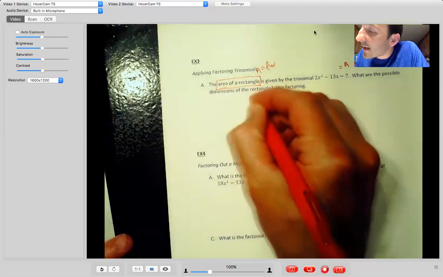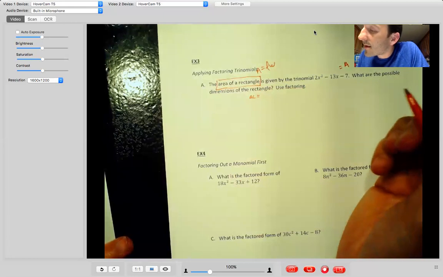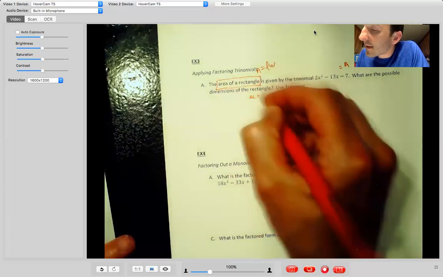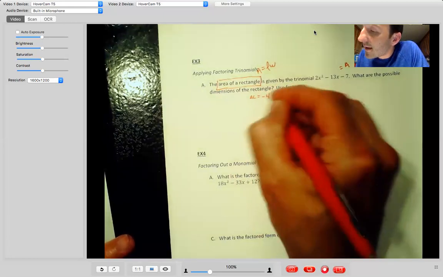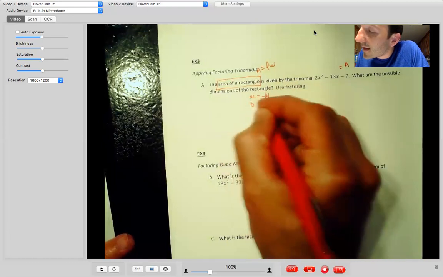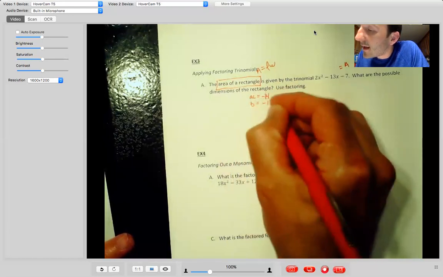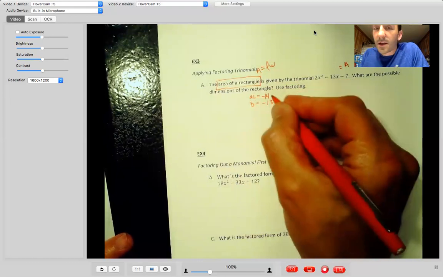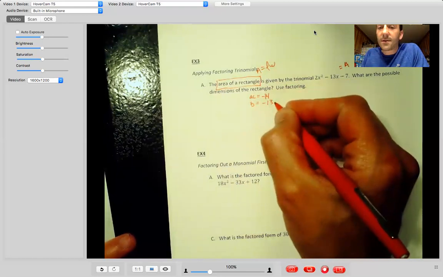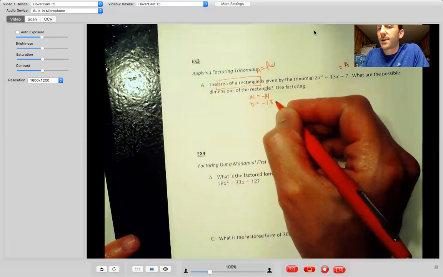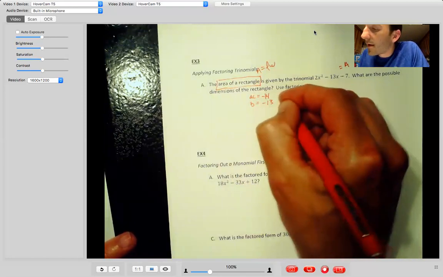So a times c, positive 2 times negative 7, is negative 14. And then b is negative 13. So what's going to multiply to negative 14 and add to negative 13? That's going to be negative 14 and positive 1.